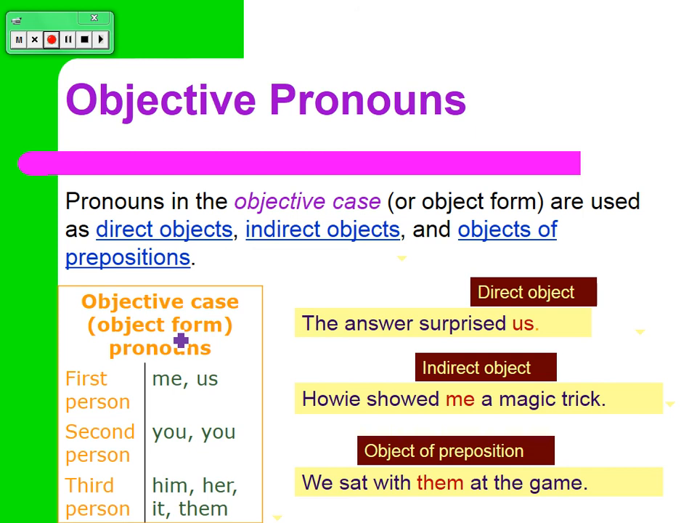Okay, moving on to object pronouns, and this is the definition of an object pronoun. Pronouns in the objective case or object form are used as the object of the sentence, okay? If you don't know what these things are, it's not super helpful to write them down. So let's write together. Okay, there we go. So object pronouns act as the object of the sentence.